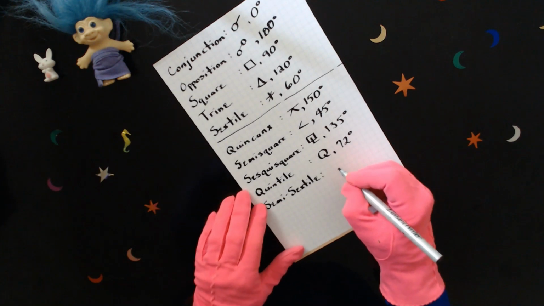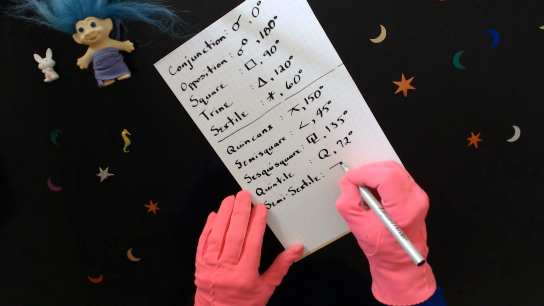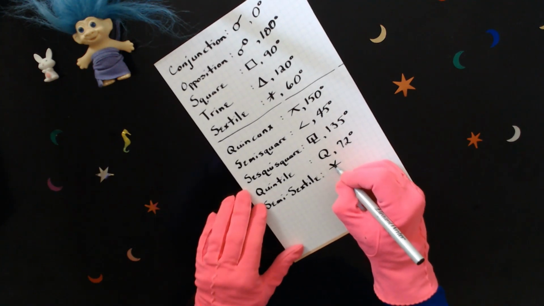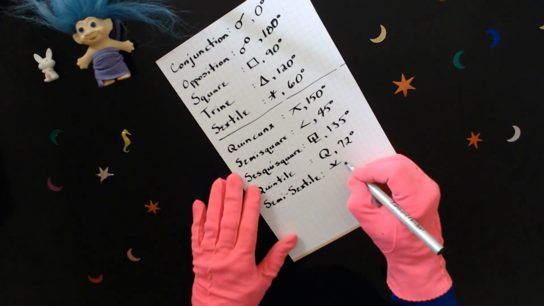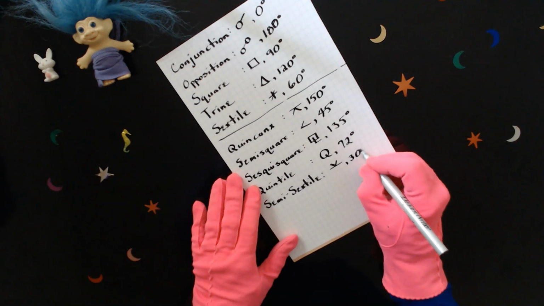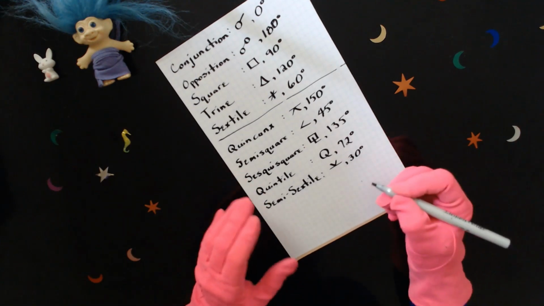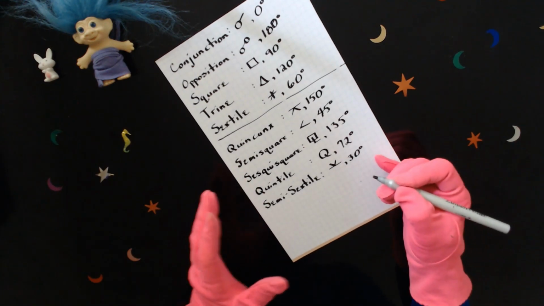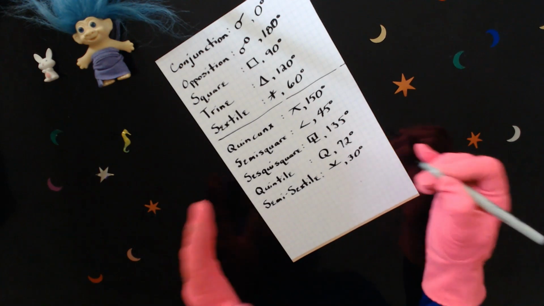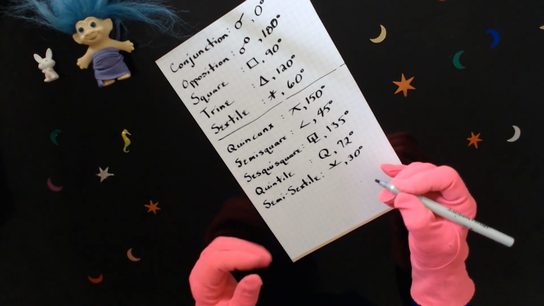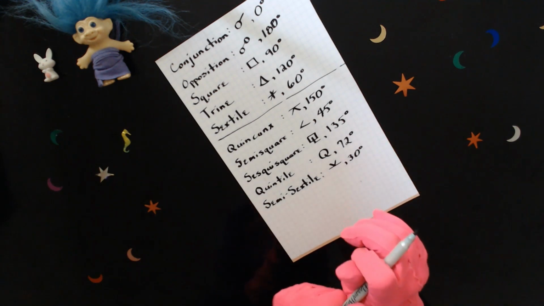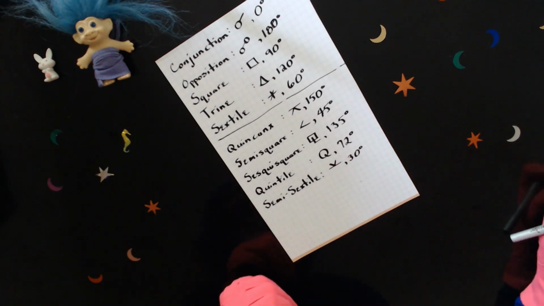And then the semi-sextile is just the top half of the sextile symbol, and it's 30 degrees. To be quite honest, it's just 30 degrees away from whatever. Not that potent, not that powerful, but if you're looking for something, if you need a sign, go for it.